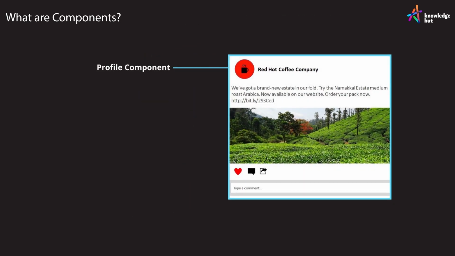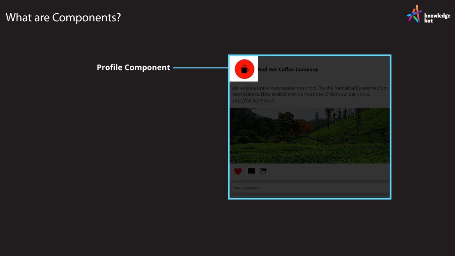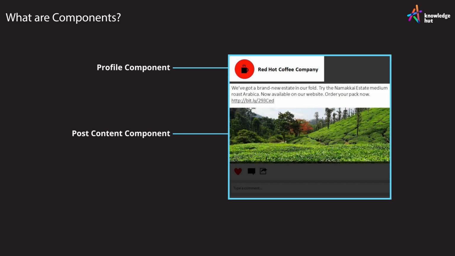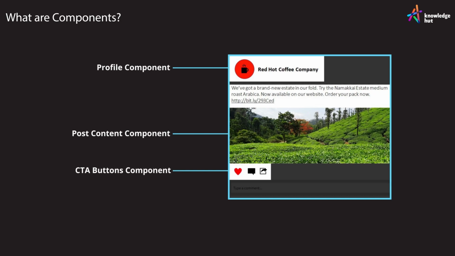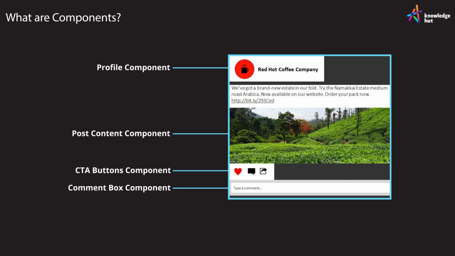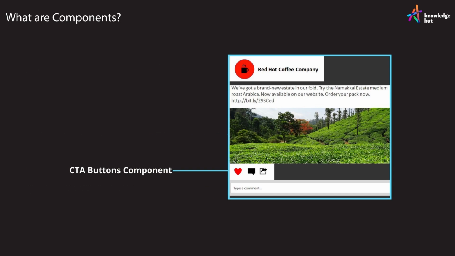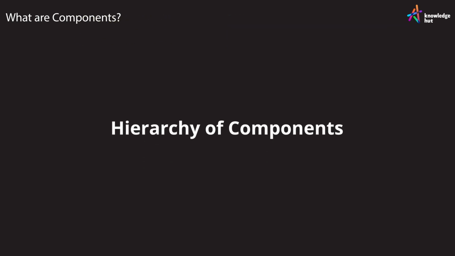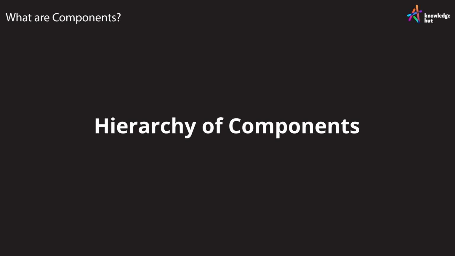The profile component, for instance, is responsible for the profile picture and the name of the user. The post content component handles the text and image for the actual post. The CTA buttons house the like, comment, and share buttons, and the comment box lets the users type comments. By breaking down the UI into functional components, not only does this bring logic and sense into the design process, but it also makes manageability a breeze. For instance, when a new CTA button is to be added, then only the CTA buttons component needs to be edited.